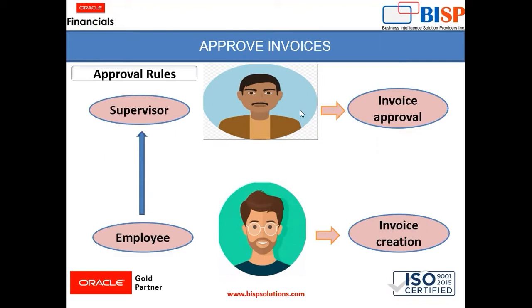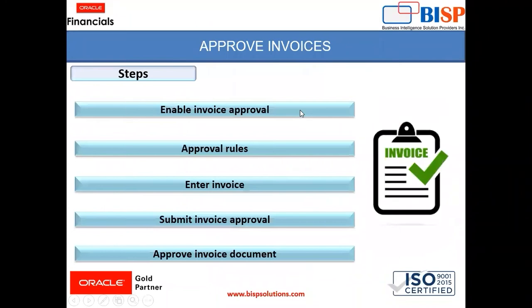Now, what are the steps we need to follow here? First, we need to enable the invoice approval option from the invoice options page. Then we will set some approval rules here. Then we will enter an invoice, and the rules which we have created, we will submit here. Submit invoice approval, right? Then we will approve the invoice document. Now we will move to the application and see how it works.